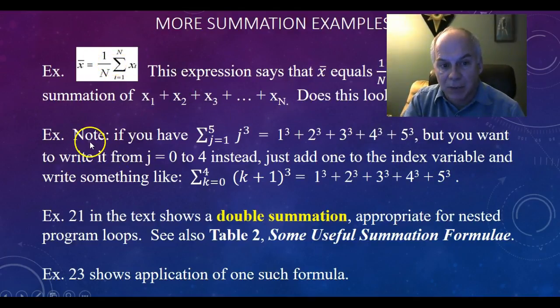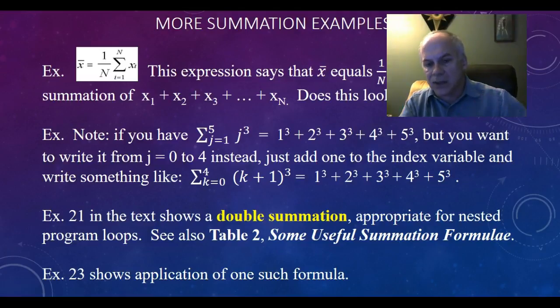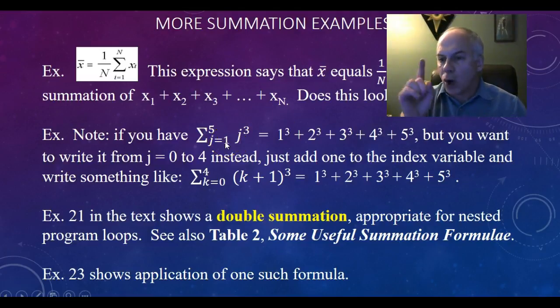All right, next example. Note if you have the summation from j equals 1 to 5 of j to the third power, well, that would be 1 to the third plus 2 to the third plus 3 to the third plus 4 to the third plus 5 to the third. But let's say you didn't want to make it start at 1. You wanted to make it start at 0 instead. How could you make it start at 0?